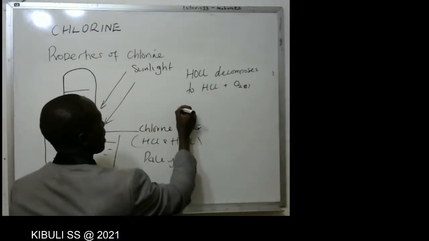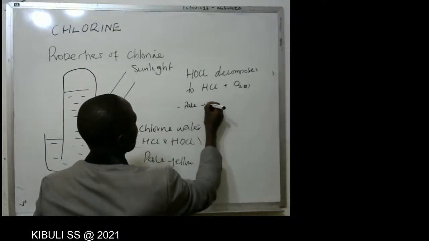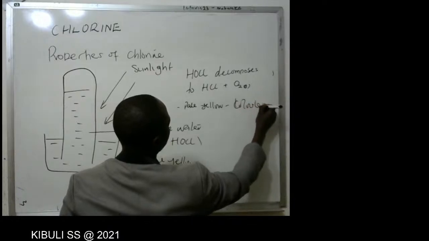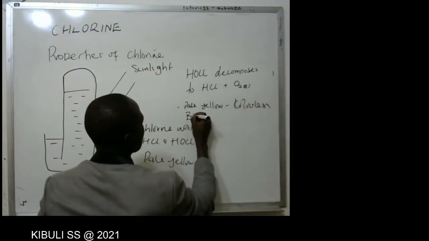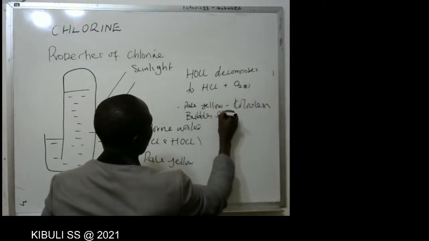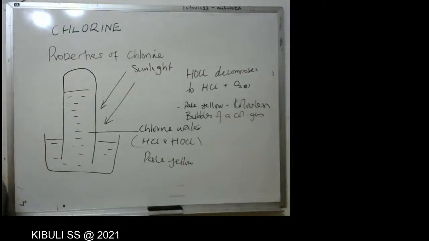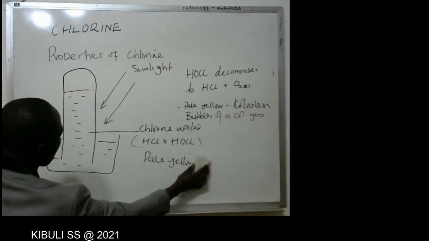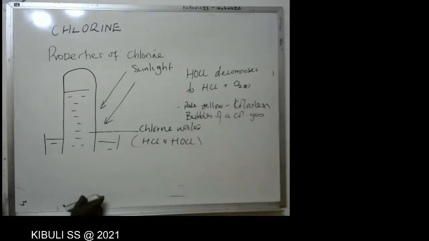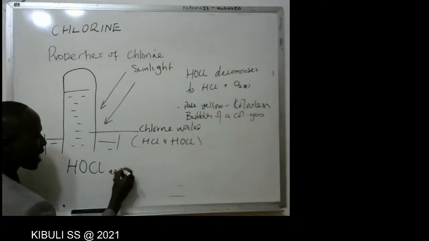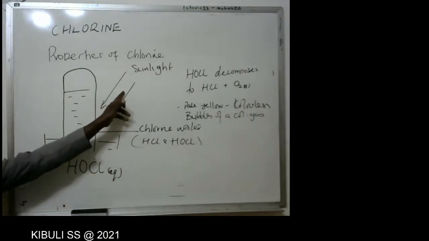So there are two things. Number one, pale yellow solution turning to colorless. And number two, effervescence, or we see bubbles of a colorless gas. Which colorless gas must it be? No gas other than oxygen. And therefore you must support this reaction with an equation. So it is only HOCl, hypochlorous acid aqueous, that undergoes a chemical reaction in sunlight.